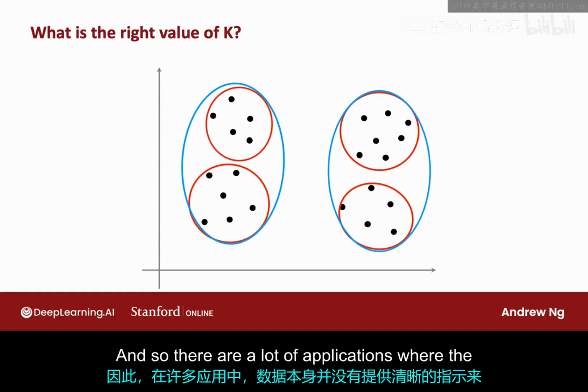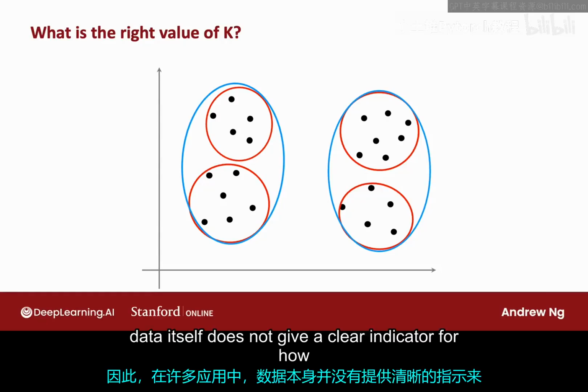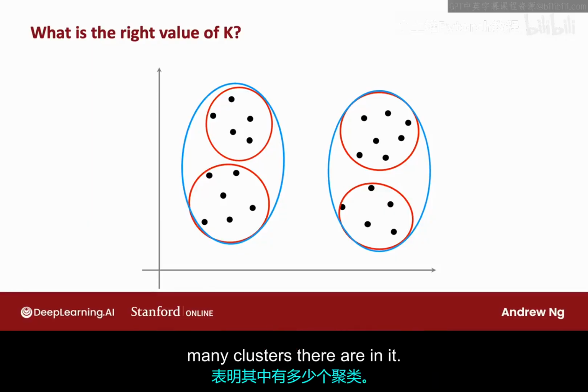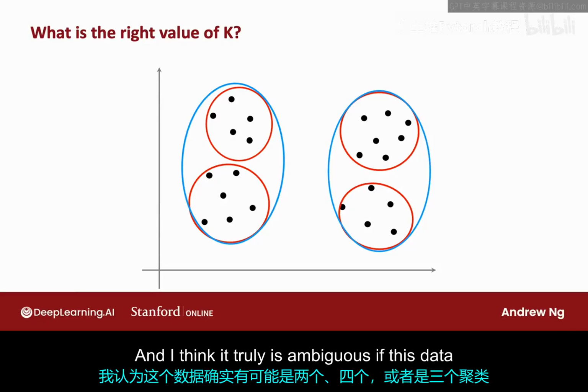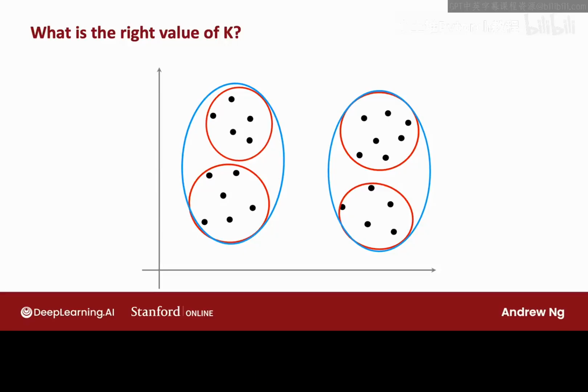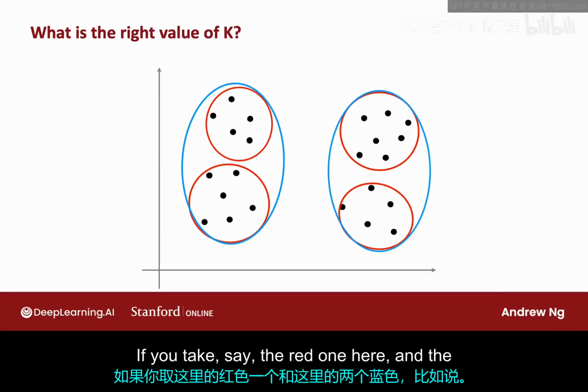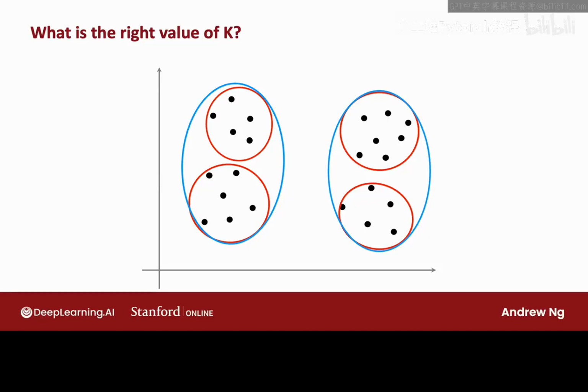And so there are a lot of applications where the data itself does not give a clear indicator for how many clusters there are in it. And I think it truly is ambiguous if this data has 2 or 4 or maybe 3 clusters. If you take, say, the red one here and the 2 blue ones here, say.